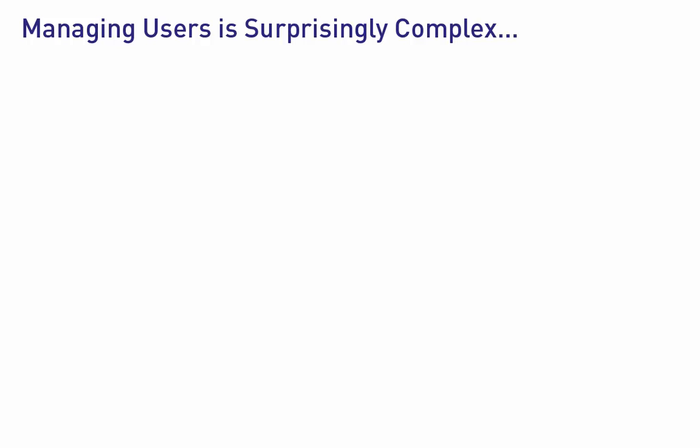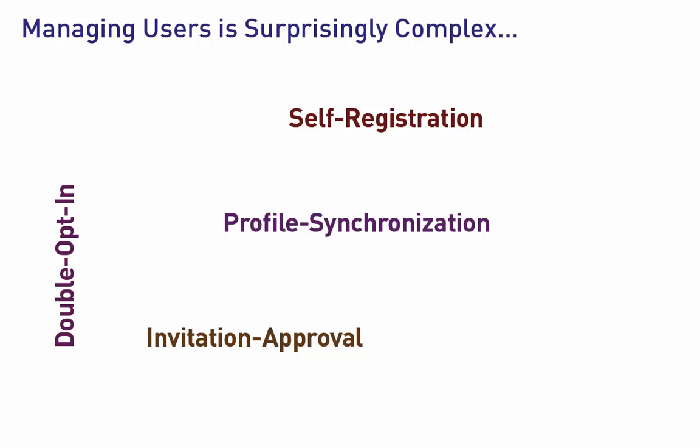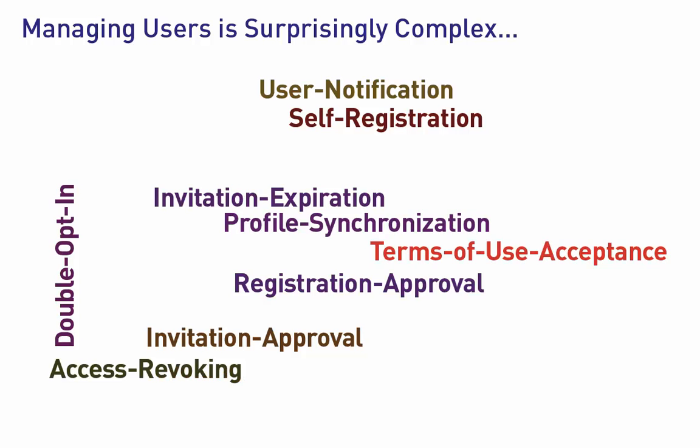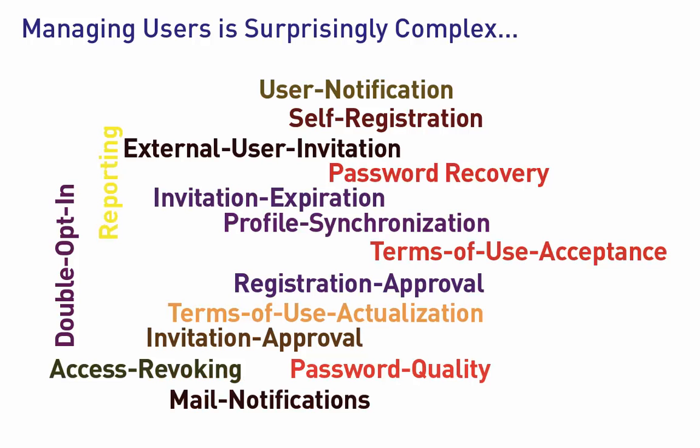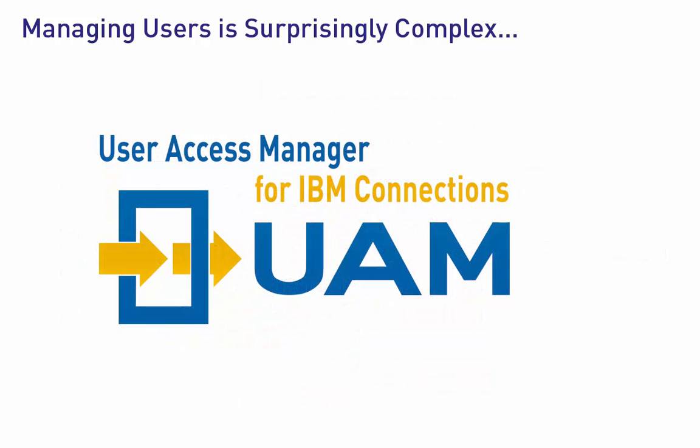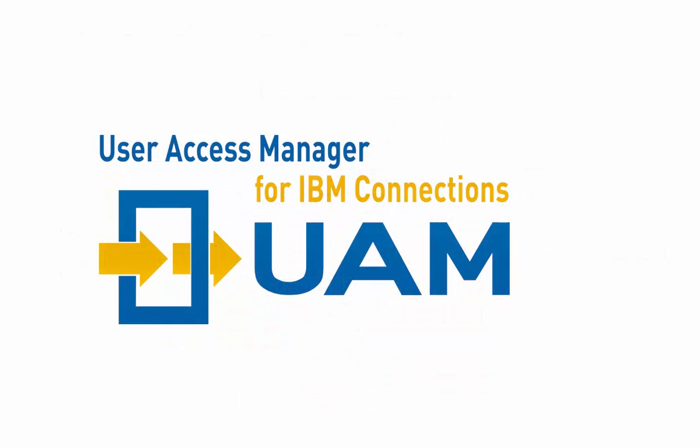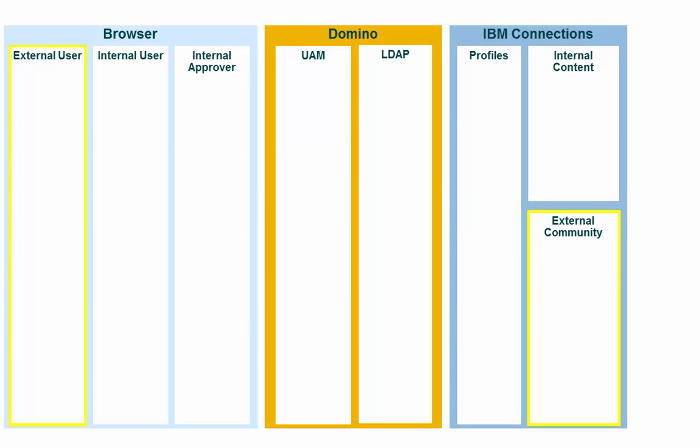Managing users is surprisingly complex. Double opt-in, internal approvals, minimum password quality, terms of use acceptance, or password recovery are just some of the challenges. We developed an IBM Domino application to simplify, automate, and document all processes involved in internal and external user management. Let's have a look at a schematic explanation.